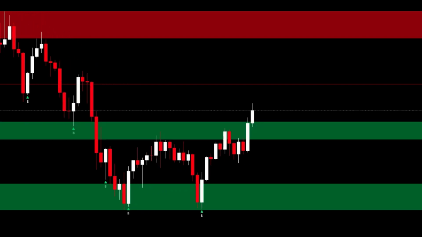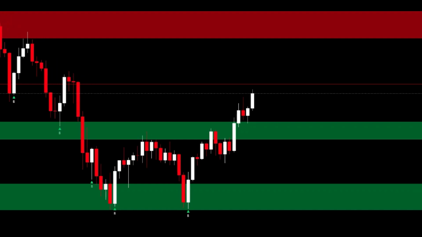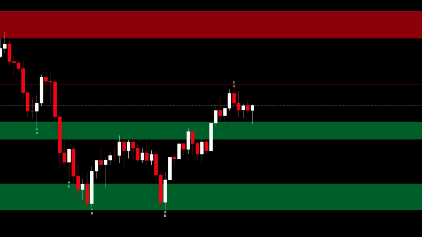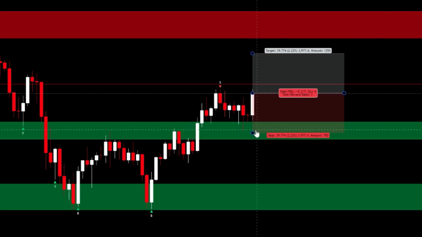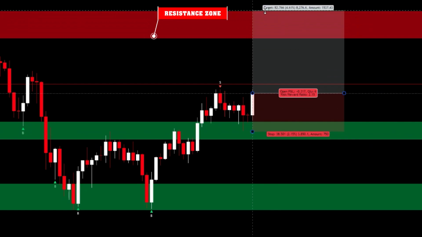As you can see, the price breaks the neckline here and then pulls back to the resistance level. The bullish engulfing candle has closed, and I can enter a buy position. I set my stop loss below the support zone and set my take profit with a risk-to-reward ratio of 1:2. As I mentioned earlier, we can use resistance levels as targets for exiting the position. Let's see the outcome.